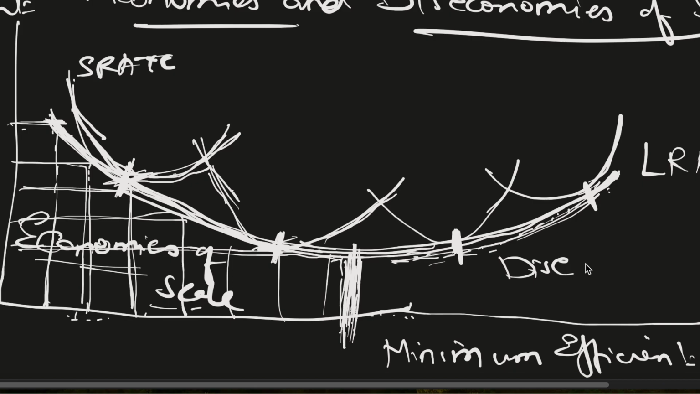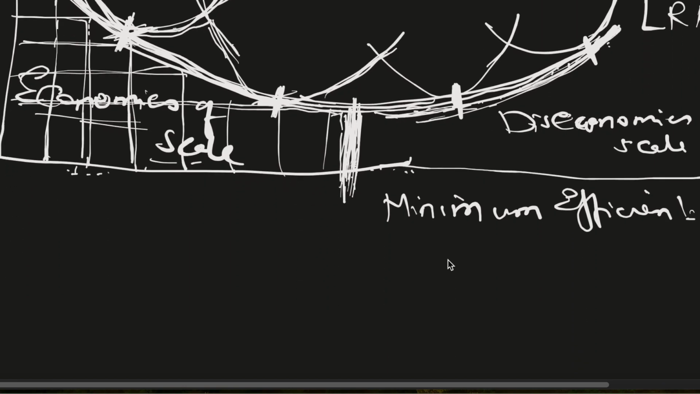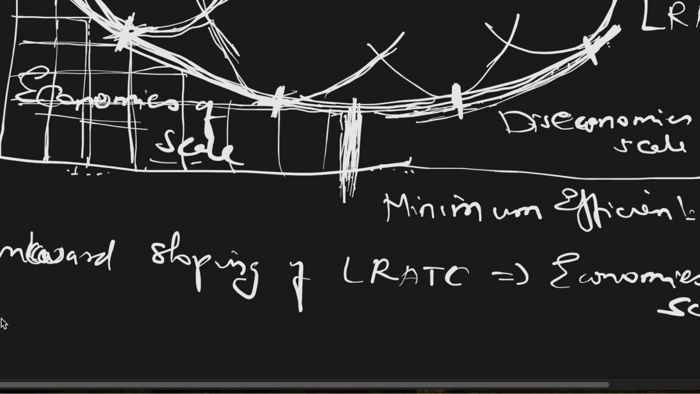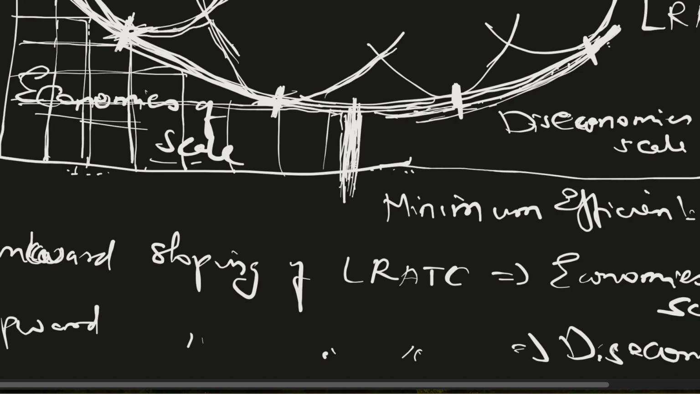Now this is called diseconomies of scale, because now you have to set up more capacities over here. So you can say the upward sloping curve of long run average total cost indicates diseconomies of scale. Let me write down here: downward sloping of long run average total cost indicates economies of scale. Similarly, upward sloping of average total cost indicates diseconomies of scale.